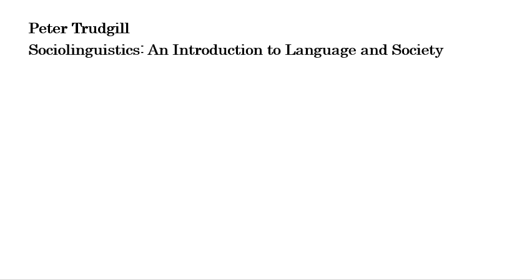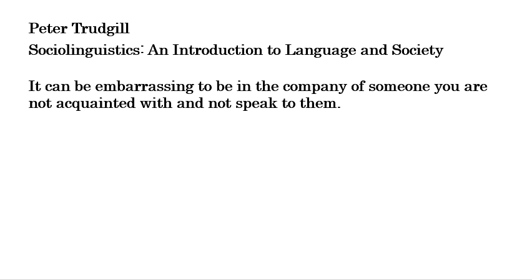The example sentence comes from an English passage taken from Sociolinguistics: An Introduction to Language and Society, written in 1974 by the British sociolinguist Peter Trudgill. "It can be embarrassing to be in the company of someone you are not acquainted with and not speak to them." My question was why the "to" after "not" disappeared. I came across an explanation online saying that the part from "to them" is treated as a single unit. But I haven't been satisfied with that.